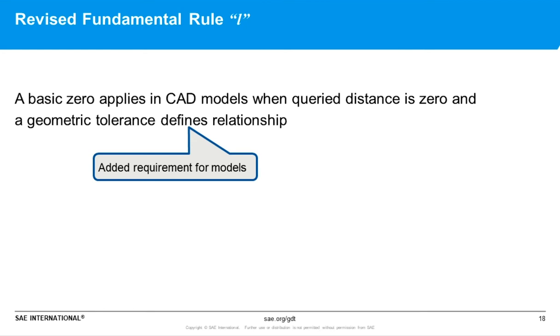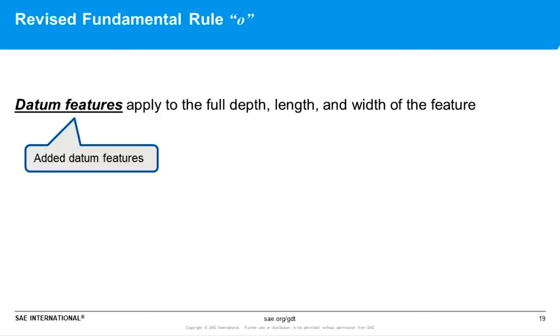Fundamental Rule L was also revised. You may remember in the previous versions of the standard, or at least 2009, it told us that where we saw features that were coincident or coaxial to each other, there was an implied basic zero as long as there was a geometric tolerance that defined the relationship between them. That is still true, but now they included CAD models in that. So if you have a queried distance between two features in a CAD model and it's zero, and there's also a geometric tolerance that defines the relationship, then it is also considered an implied zero, just as if it was on a 2D drawing. Okay.